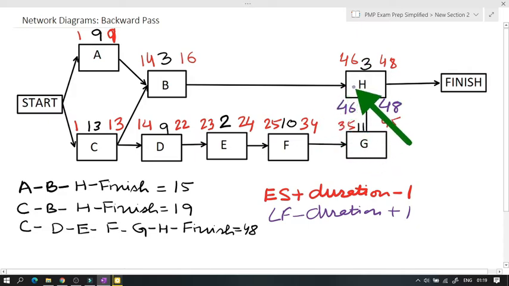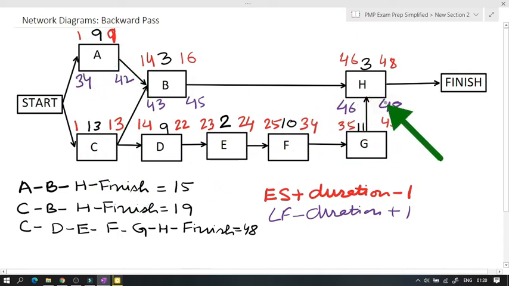Further, we can go from this way to this way, or we can go from this way to this way. So I'll choose the upper path. 46 will be 45 here, 45 minus 3, 42 plus 1, 43. Now this 43 becomes 42 here. 42 minus 9, 33 plus 1, 34.